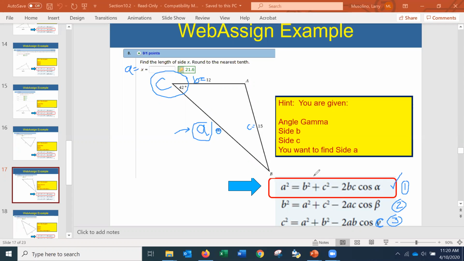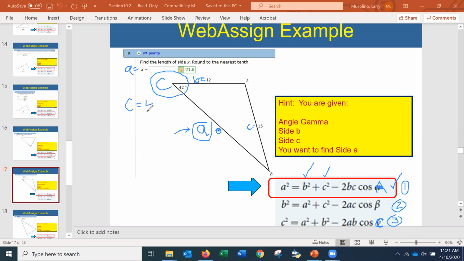Well, I do know quantity B, that's good. I know quantity C, that's good. But to use formula 1, I would need to know angle A, and notice I don't know angle A yet. So I can't use formula 1 yet. And you might say, all right, we know angle C. Remember, in this example, angle C is given as 42 degrees.